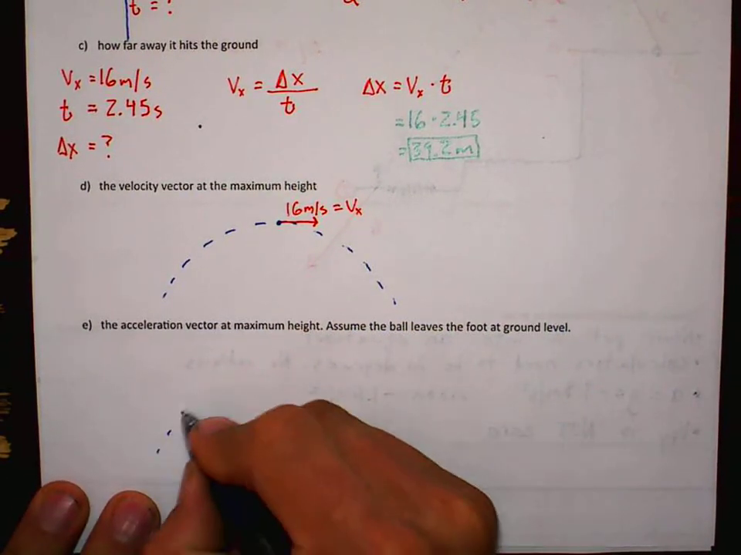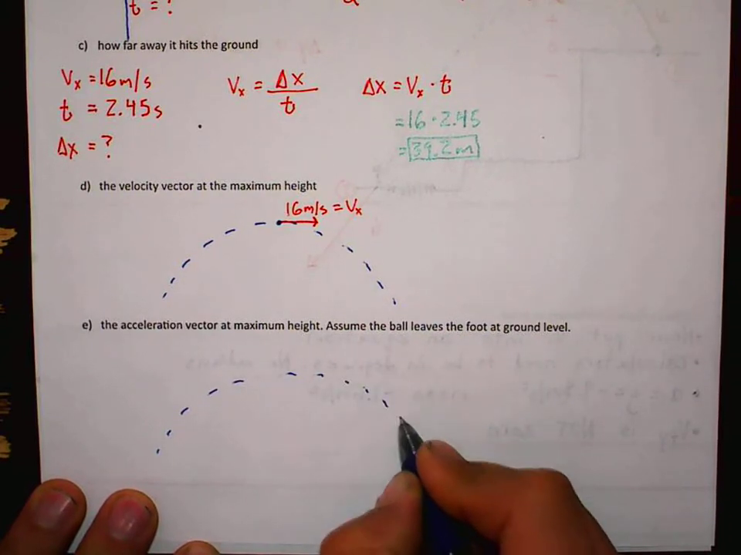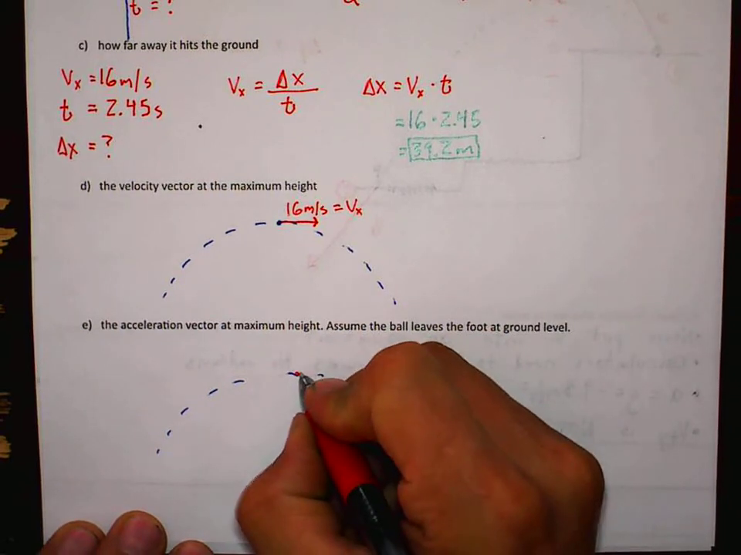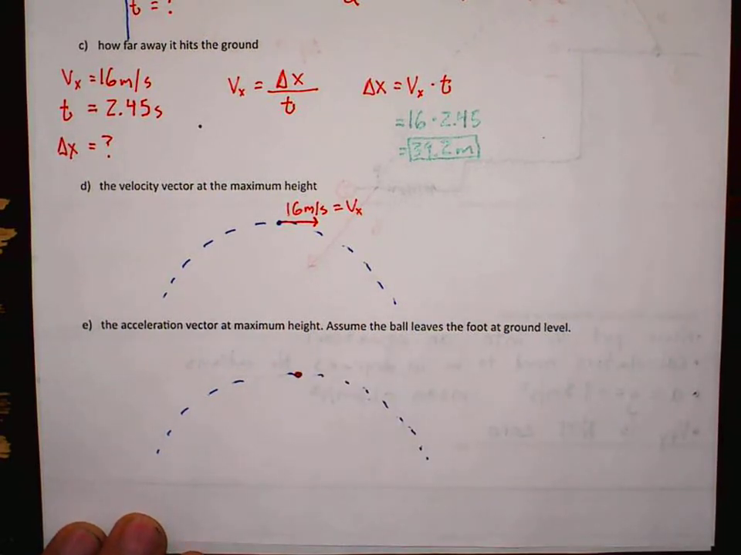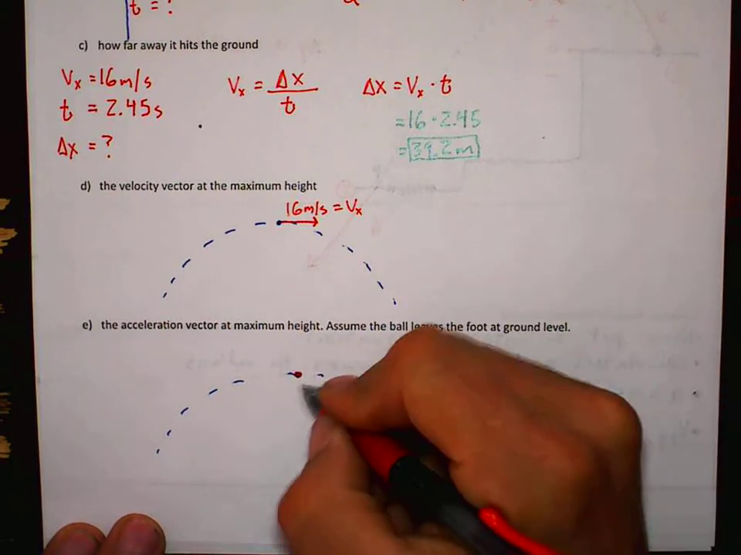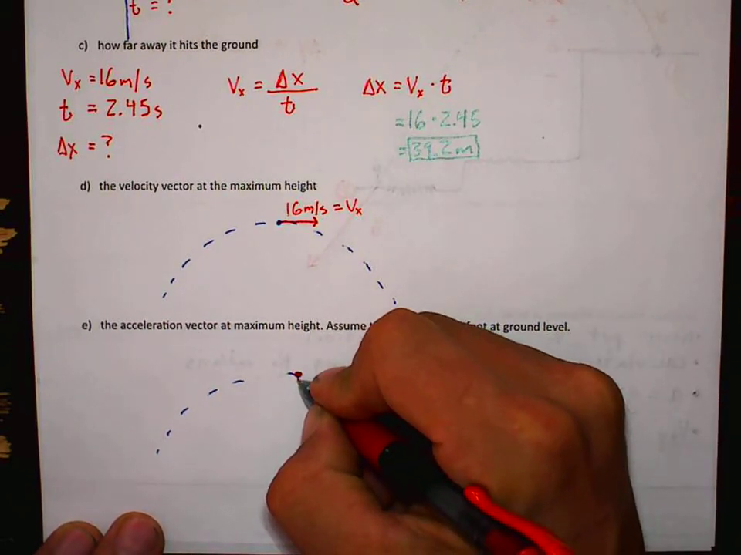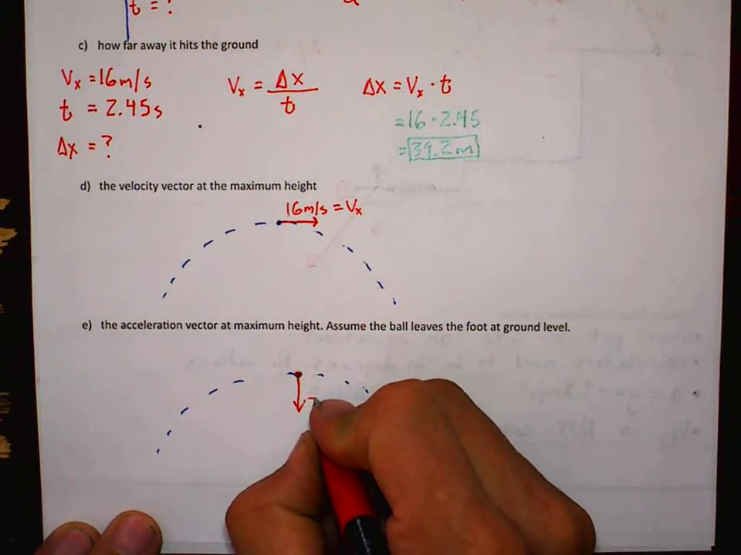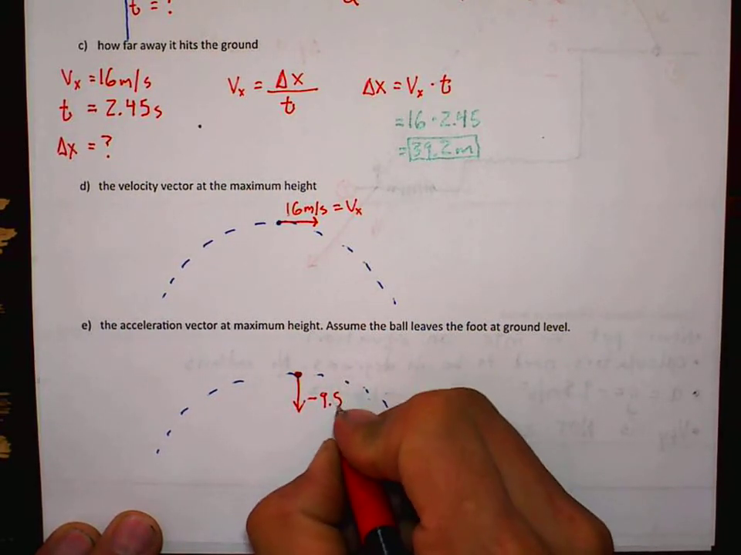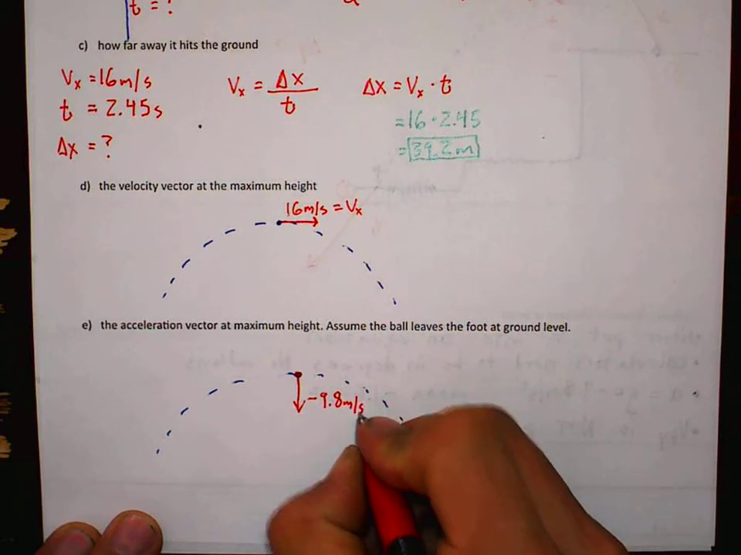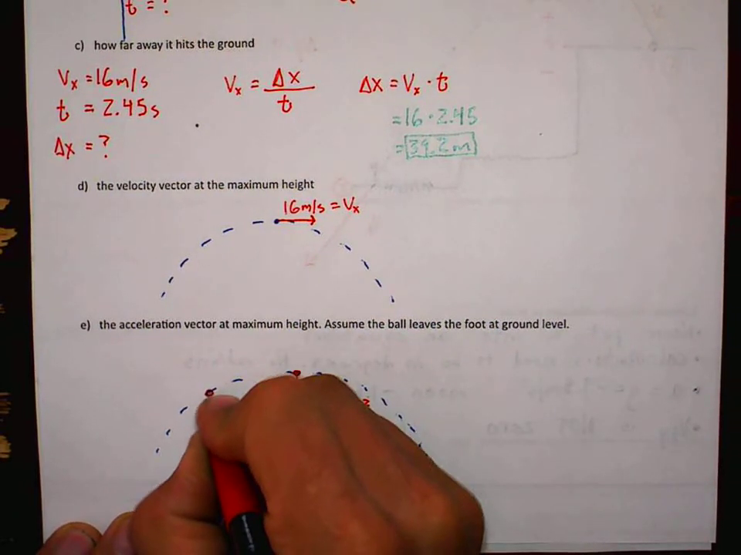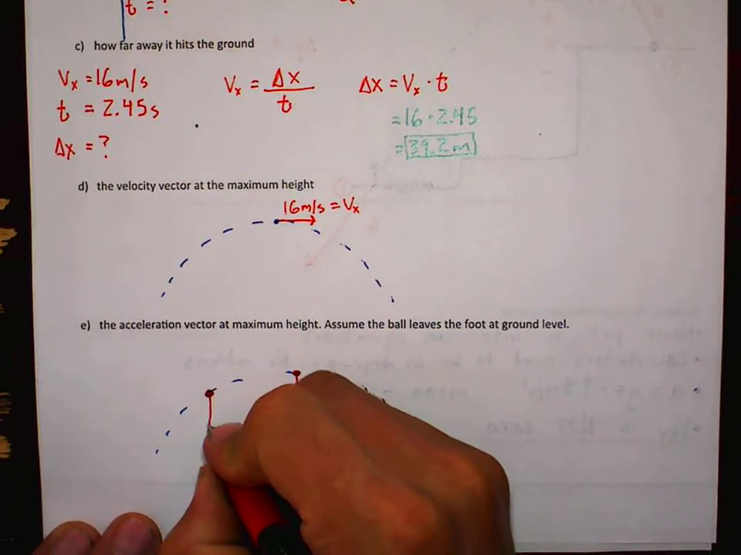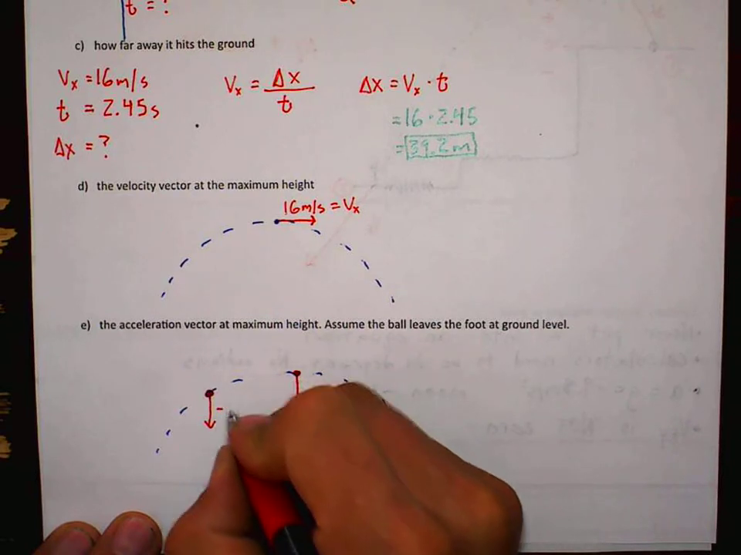Okay, that was easy. Part E, the acceleration vector at the maximum height. Let's draw a parabola yet again. Okay, if we're asked to draw the acceleration vector, or say what it is, we're going to draw a dot. That represents the football. The acceleration is down, and it is negative 9.8 meters per second squared. Okay, what's the acceleration vector here? Not difficult. It's negative 9.8.